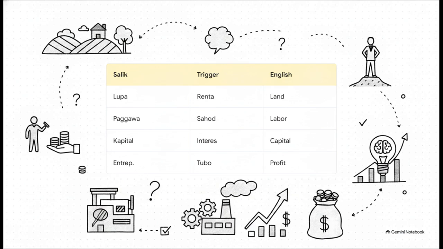Think of this as your mnemonic keyword blueprint. When a test question asks about salik ng produksyon, look for triggers. If you see permanente, which means fixed, or renta or upa, rent, the answer is lupa. If you see tao, meaning human, or sahod, wage, it's paggawa. If you see makina, machine, or interest, it's capital. And if you see utak, brain, risk taker, or tubo, profit, your answer is immediately entrepreneur.